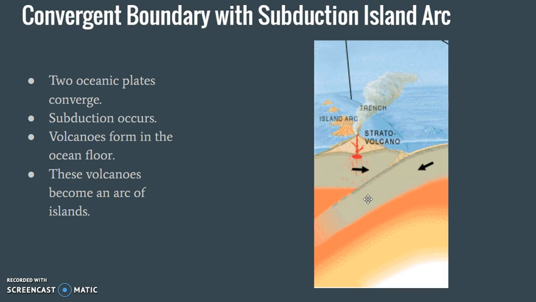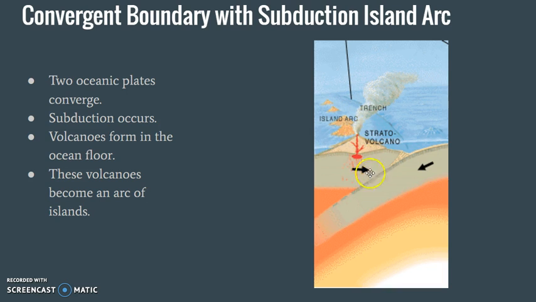When it does subduct, the subducting plate gets pushed into the mantle and it starts to melt to form magma. That forms volcanoes on the ocean floor. And if those volcanoes get big enough, they form islands. It's called an island arc because it's usually a string of islands that are kind of curved.